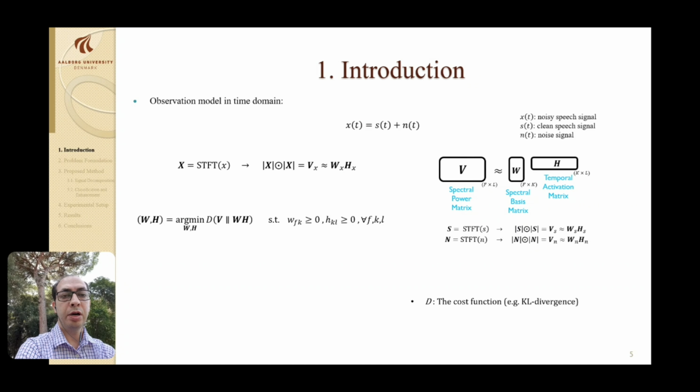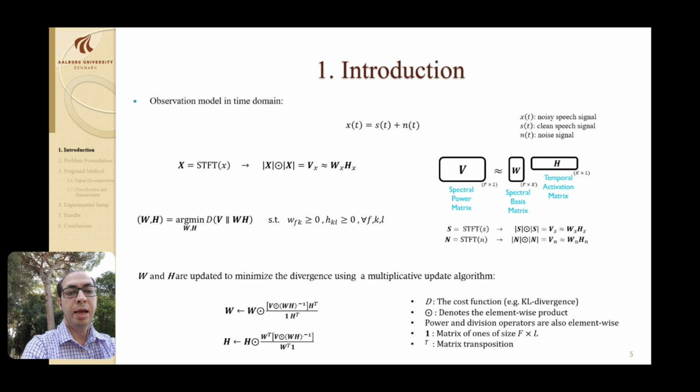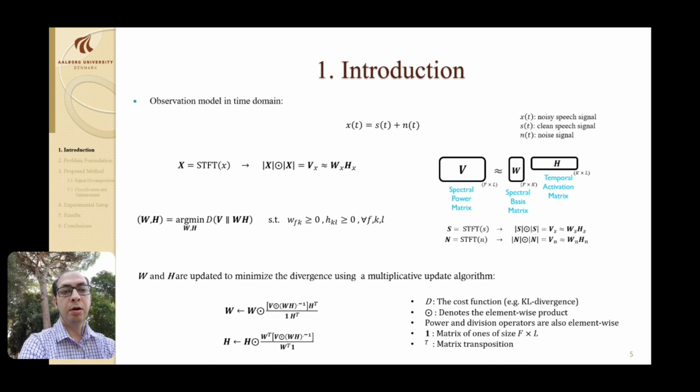Matrices W and H are estimated by minimization of a cost function, which is a kind of divergence, subject to the constraints that all elements of these matrices should be non-negative. And then these matrices are updated using a multiplicative update algorithm using these two equations, and in these equations the multiplication, division, and power all are element-wise operators.